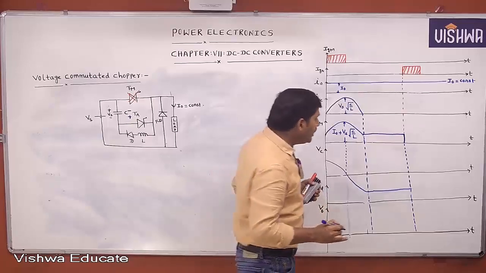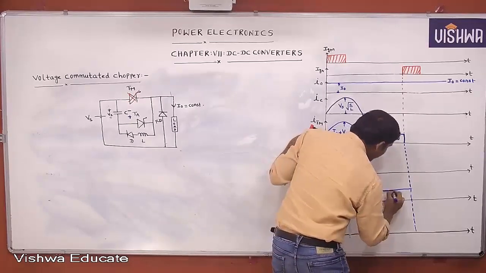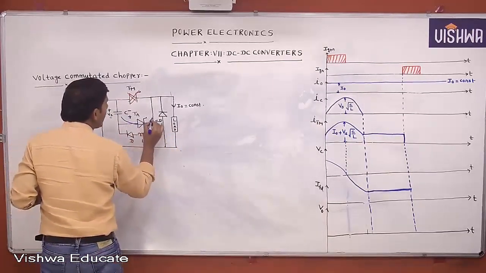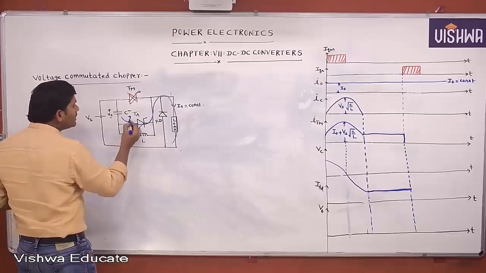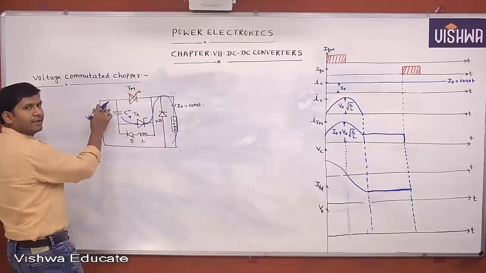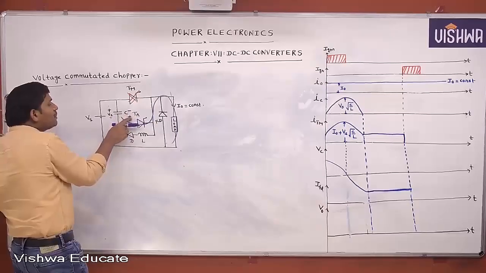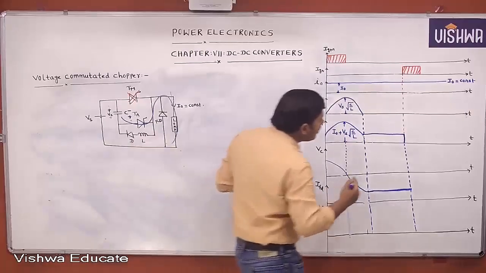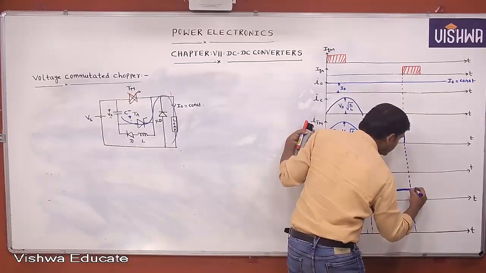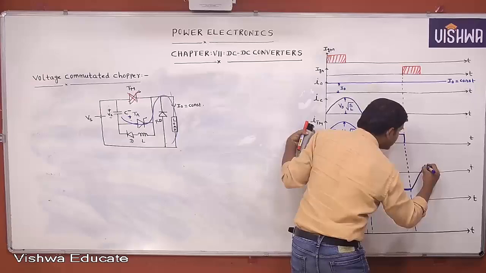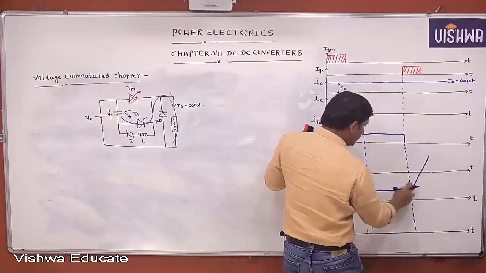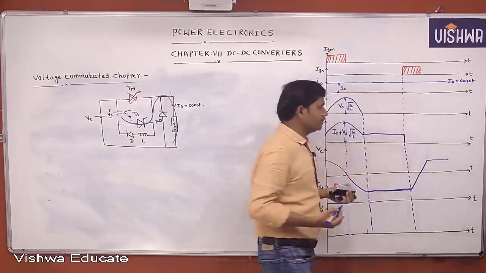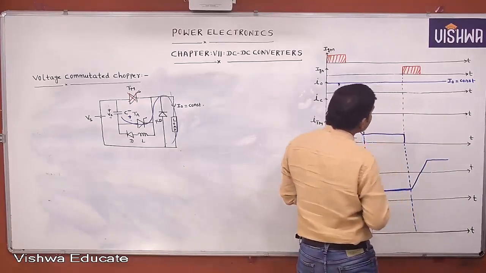Now, whenever the auxiliary thyristor is triggered, who supplies the current to the load? The auxiliary thyristor will supply the current to the load. During this, the capacitor is again changing its polarity. How is the capacitor changing its polarity? From minus Vs to plus Vs, it is changing. Then this remains constant.